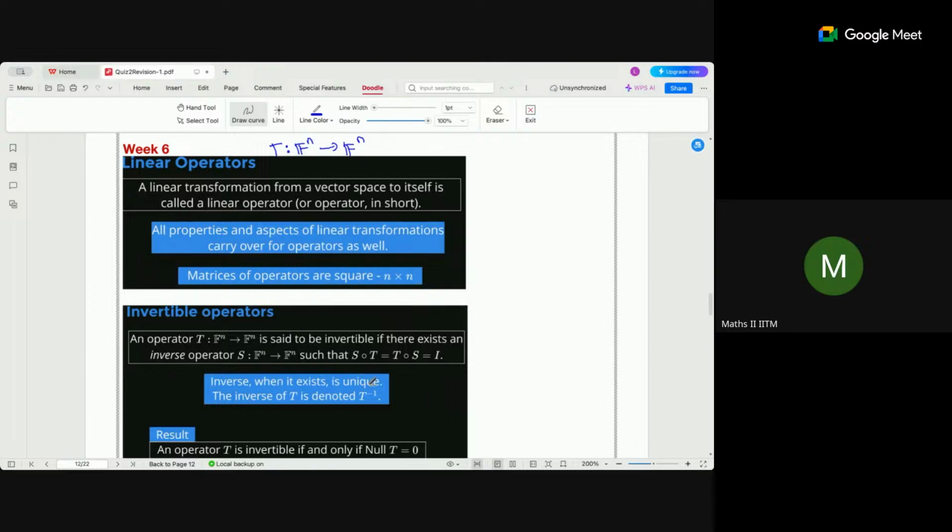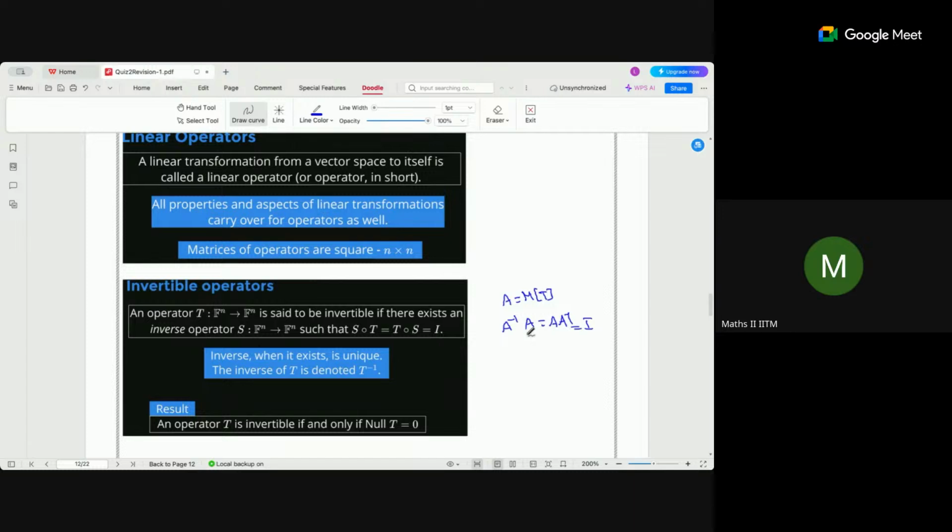First of all, the definition: in terms of transformations, you use composition. S composition T equals T composition S equals I, and this S is the inverse of T. Now in terms of the matrix, suppose the matrix of T is A. Then the inverse is a matrix satisfying A inverse A equals A A inverse equals I, using matrix multiplication. So what is the criterion for the matrix to have an inverse?